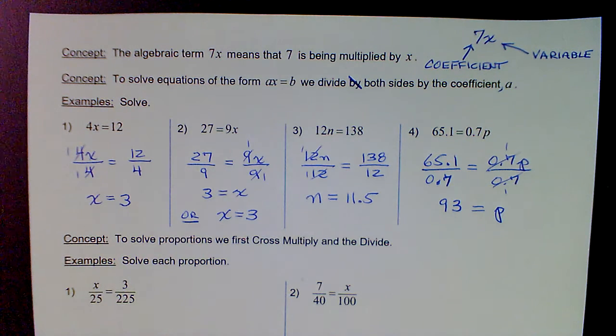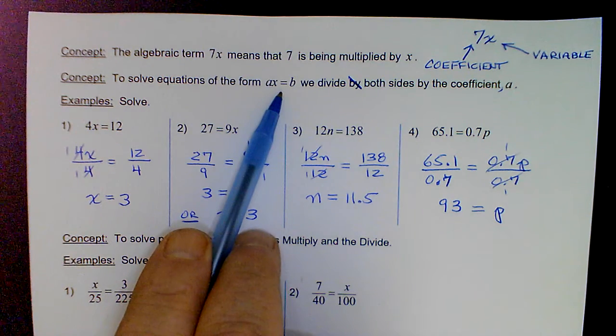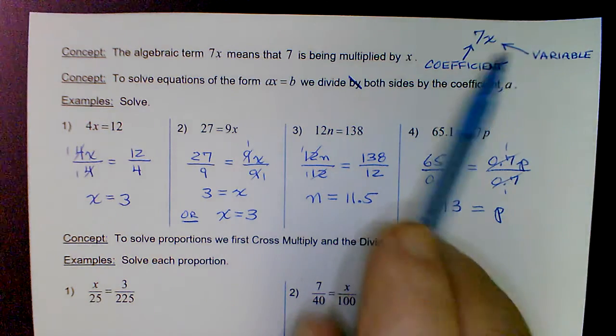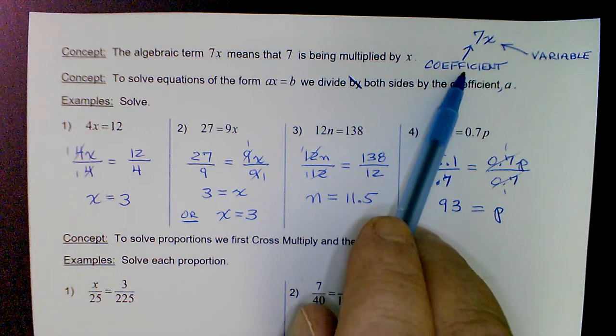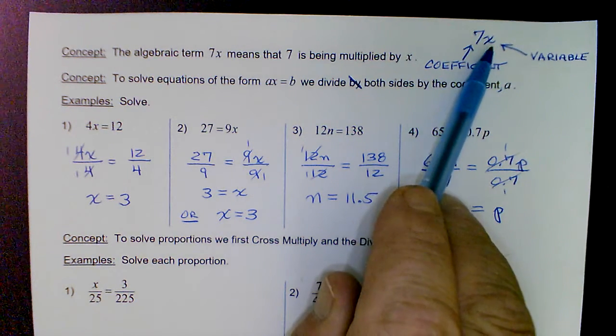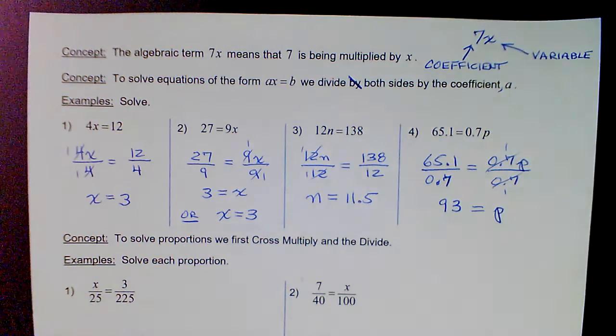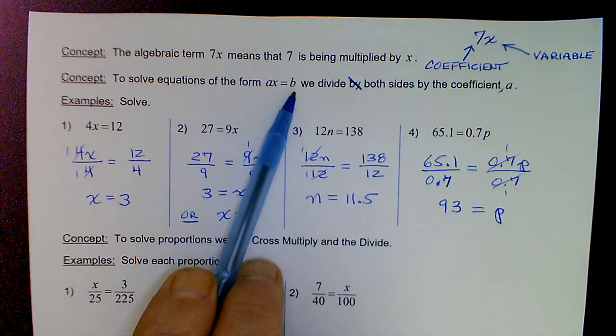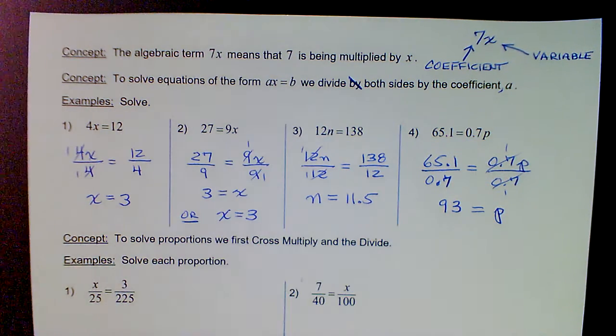Hello everyone, this is part 2 of homework number 1 for exam 1, and we left off last time with seeing how to solve an equation that is of the form ax equaling b by just simply dividing by the coefficient of the variable. So remember, these are terms you should get used to. Coefficient is the number in front of the variable, the letter. And so to solve an equation that's of that form, ax equaling b, we just divide both sides by a. And we showed some examples of that.